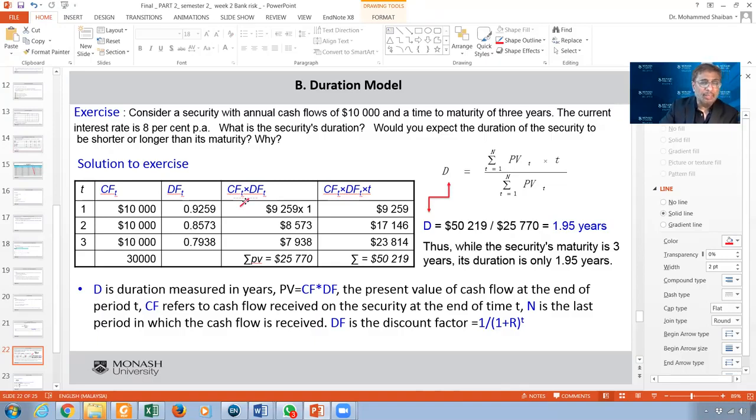Now somebody will say, sir, do you have a proof? Do you have the proof for this formula? No, I don't have it, and you don't have to worry about it. It was just developed like this, so it takes into consideration the cash flow.